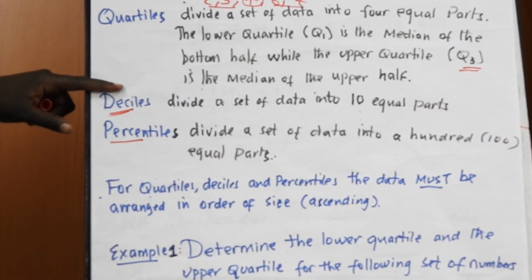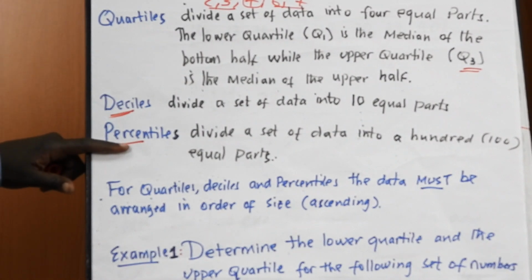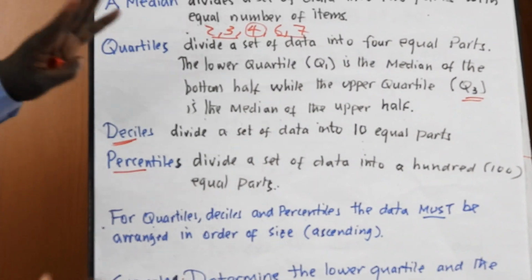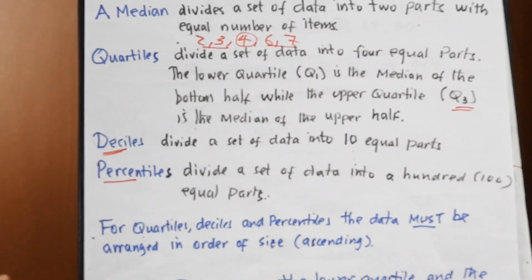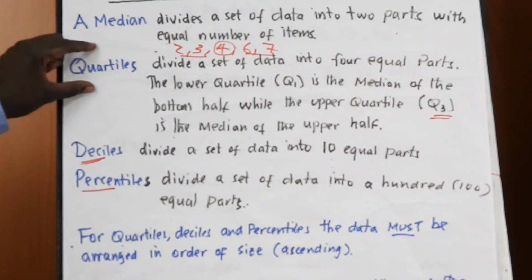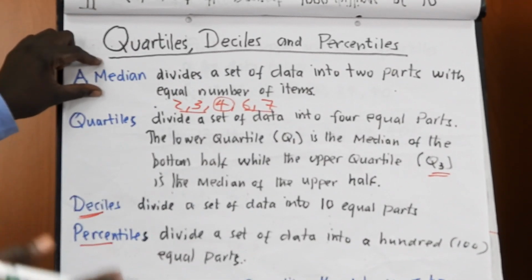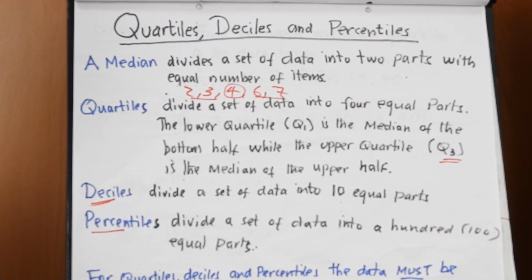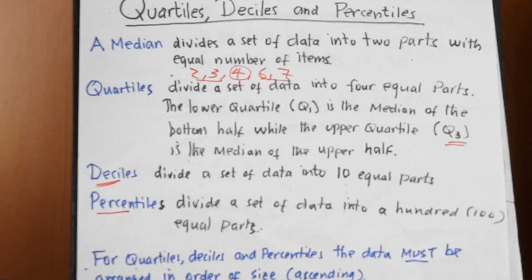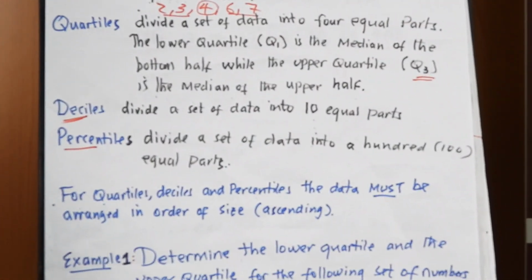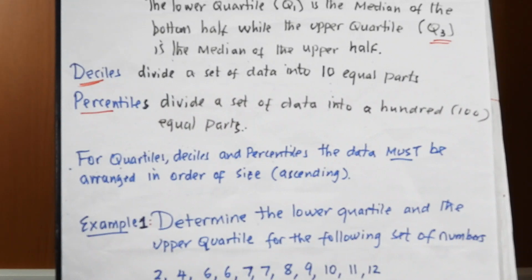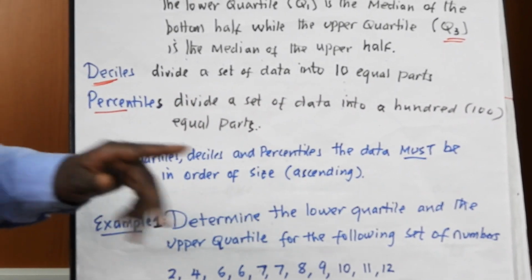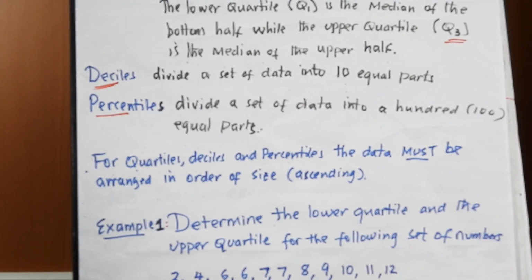So deciles divide into 10 equal parts, percentiles into 100 equal parts, and quartiles, like the 4 quarters in a hockey game, into 4 equal parts, and then the median divides it into 2 equal parts. For quartiles, deciles, and percentiles, the data must be arranged in order of size, mostly ascending order. Before you get the quartiles, deciles, and percentiles, you need to arrange the data in ascending order.